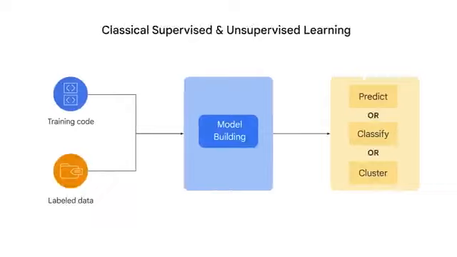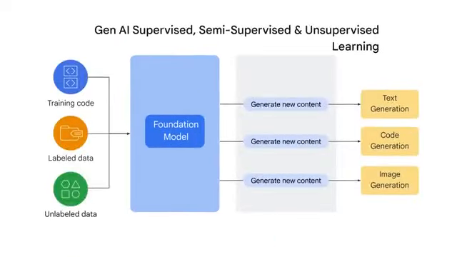To summarize, at a high level, the traditional classical supervised and unsupervised learning process takes training code and label data to build a model. Depending on the use case or problem, the model can give you a prediction, it can classify something, or cluster something. We use this example to show you how much more robust the Gen AI process is. The Gen AI process can take training code, labeled data, and unlabeled data of all data types and build a foundation model. The foundation model can then generate new content, for example, text, code, images, audio, video, etc.